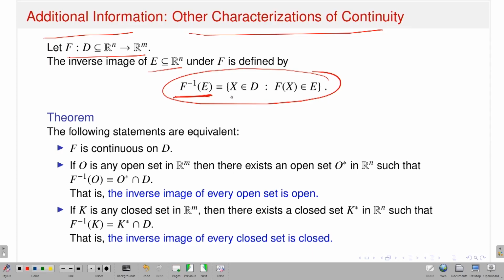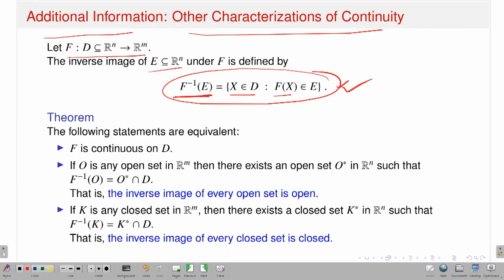I am defining it as the set of all points in the domain such that whenever capital F acts on x, it is an element in E. So I am starting with a set E, and I am defining a set capital F inverse of E, which is called the inverse image of that set. That means it is the set of all those points in the domain whose image under capital F is an element in E. That's why this is called the inverse image. Once I have that notion of this set, then the following statements are equivalent.